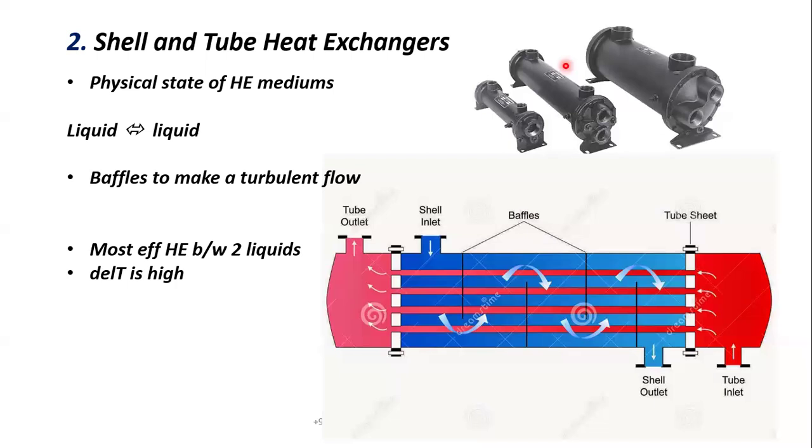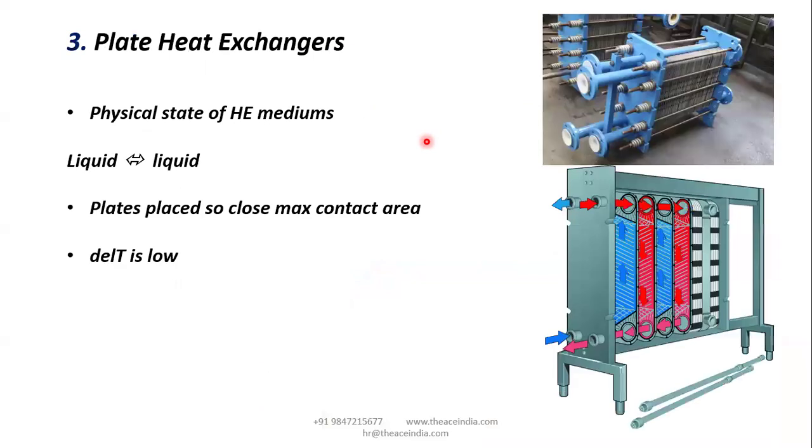All right, guys. So this is all about the shell and tube. We studied coil heat exchangers and shell and tube heat exchangers, and the next kind of heat exchanger is called the plate heat exchanger. The delta T means change in temperature, that is, the heat exchange from fluid A to fluid B. That means the heat transfer rate is comparatively low on this kind of plate heat exchanger.